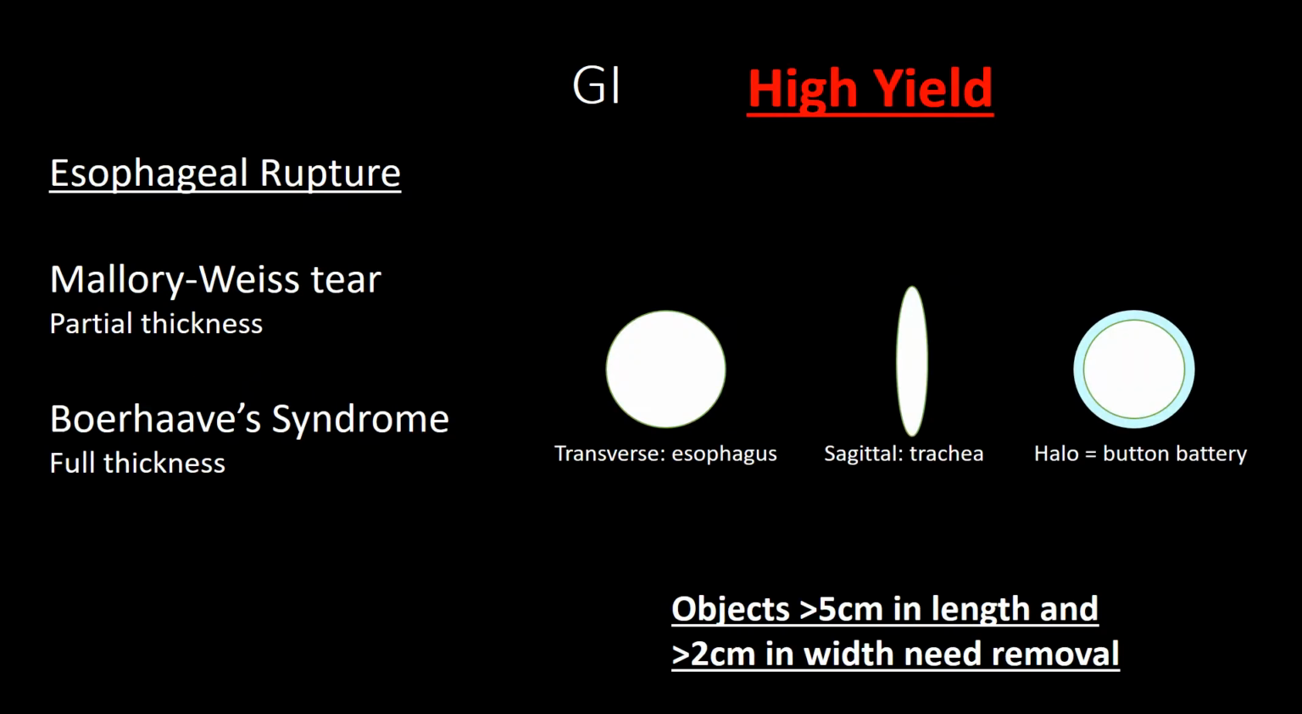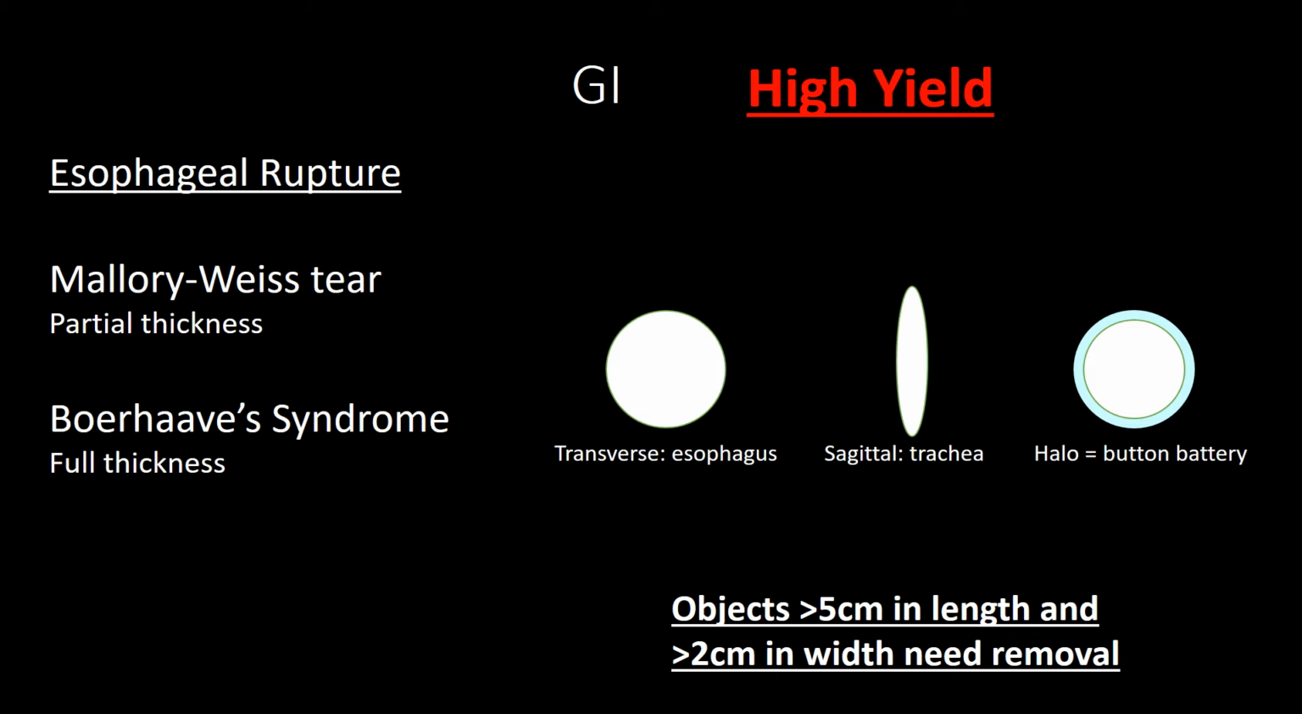This is a very high yield slide in terms of esophageal ruptures and foreign bodies that present in the esophagus. So there are two camps of esophageal rupture: Mallory-Weiss tear, which is a partial thickness tear located in the gastroesophageal junction, and this is due to forceful vomiting leading to bleeding from submucosal arteries.